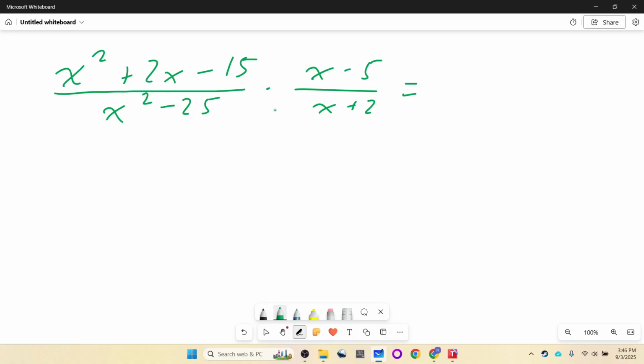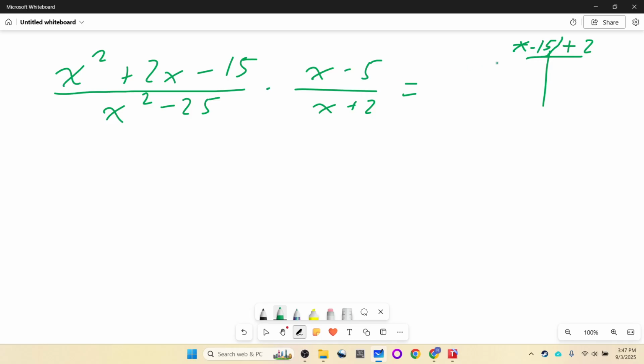So when we've got rational expressions like this, we'd like to factor everything in hopes that maybe some of the factors will divide out. So the numerator, we say, okay, we need two numbers that multiply out to negative 15 and add up to 2. 15 is a little hard to read. Let me fix that. So they multiply to negative 15.